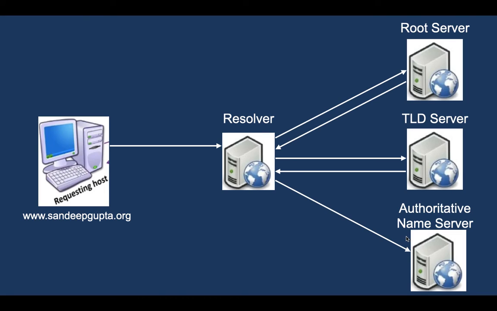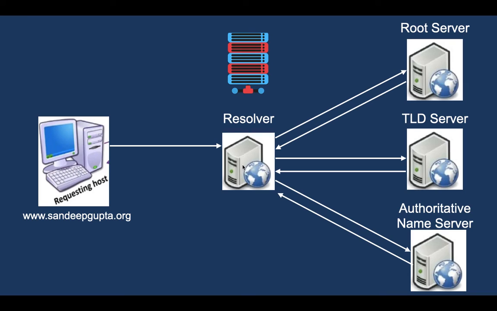Now what the authoritative name server will do is, within its records, it will check whether the IP address of this website exists. So let's say the IP address of this website exists in its records, and let's say this website is hosted on this particular server. So the authoritative name server will tell the resolver, yes, I have found the IP address of the server, and I will give you the IP address. So now the IP address of the server is given by the authoritative name server to the resolver.